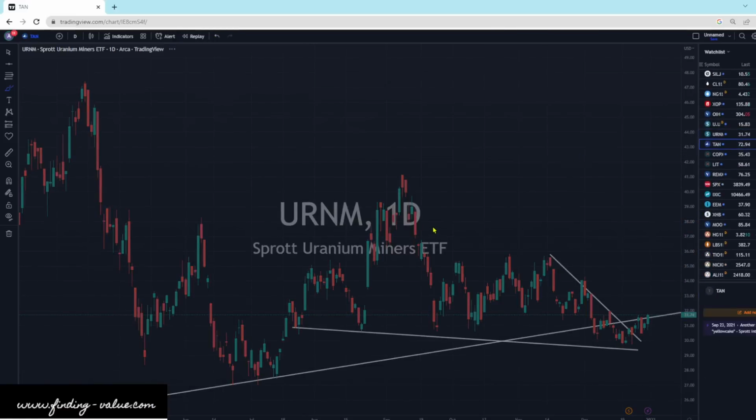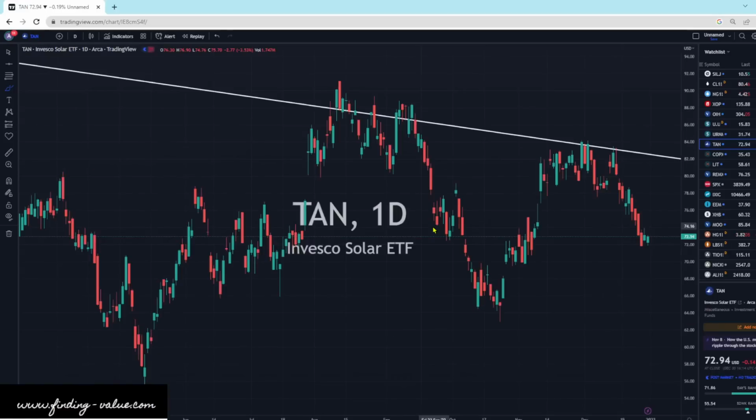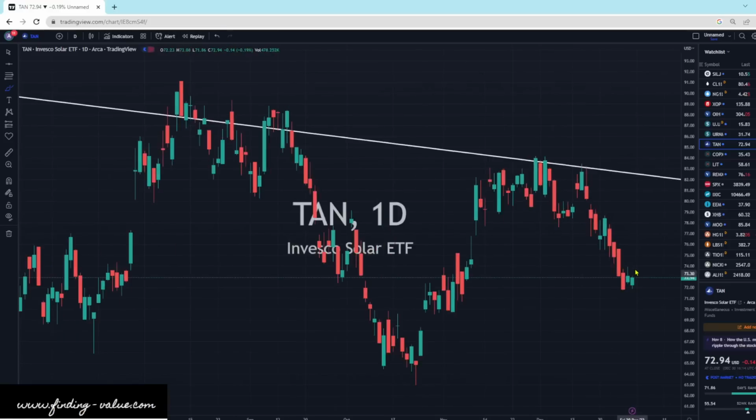Looking at TAN, TAN's just slightly lower, down 0.19%. Again, this doesn't look too strong in the short term. I still think this could head lower. I'm not messing with it down here.